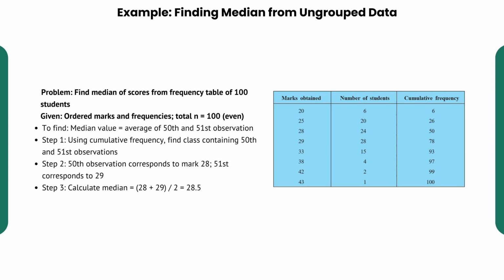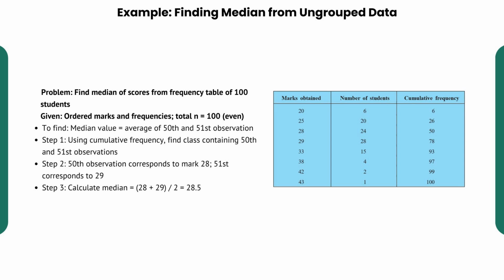Let's put these ideas into practice by finding the median from a given frequency table of 100 students' marks. Our goal is to find the middle value. Because 100 is even, the median will be the average of the 50th observation and the 51st observation when the data is arranged in ascending order. Step 1 is to find which marks correspond to these positions. We use the cumulative frequency column to locate this.